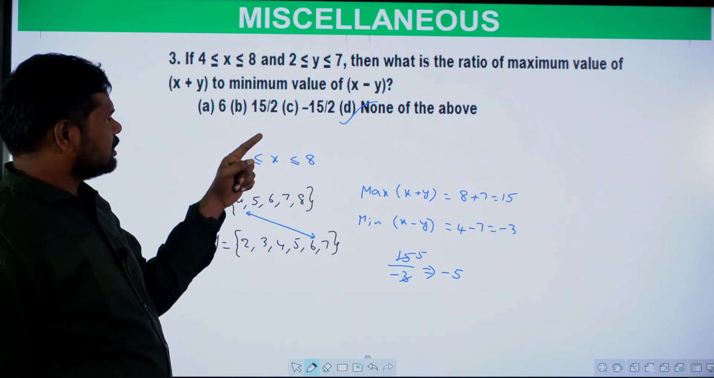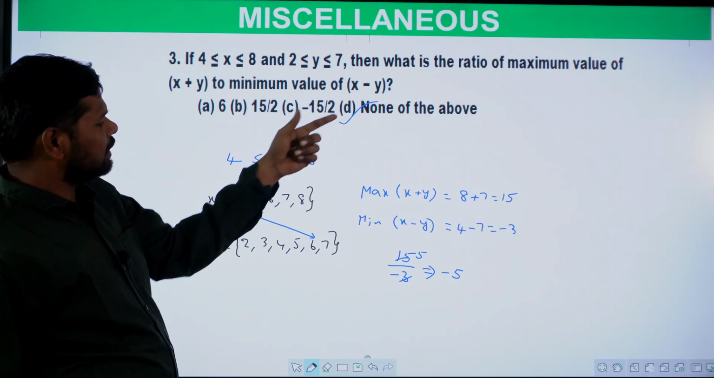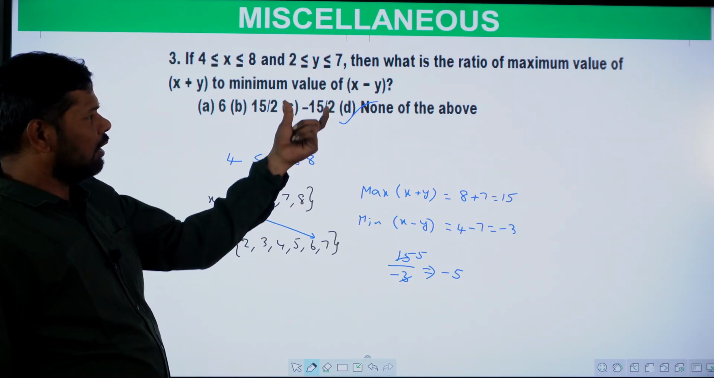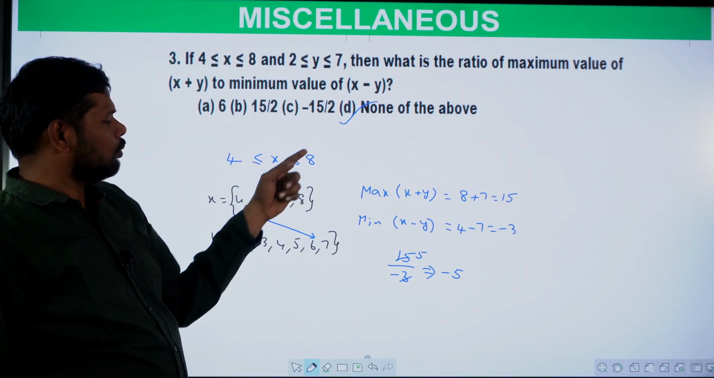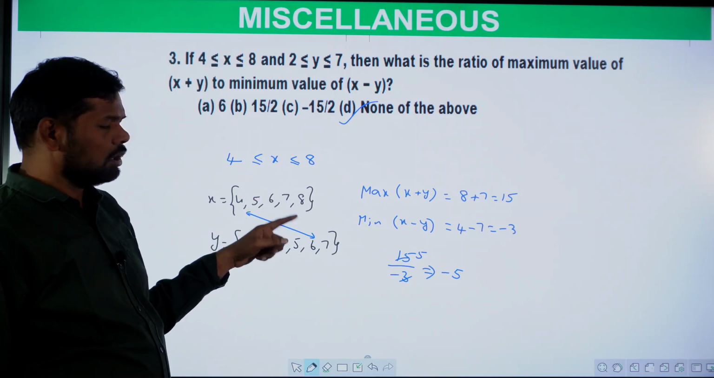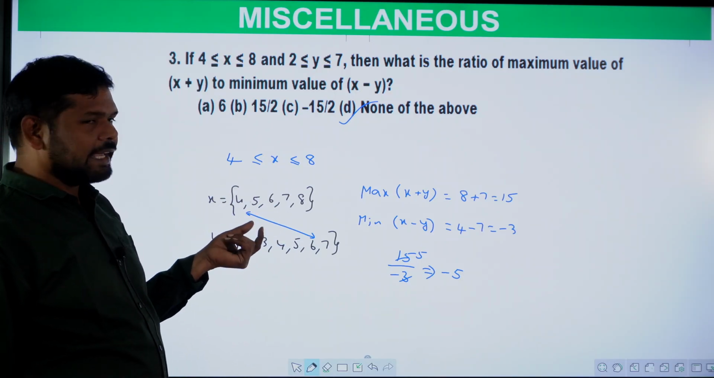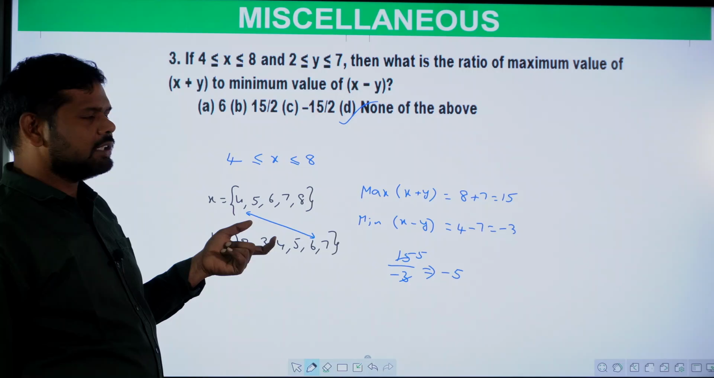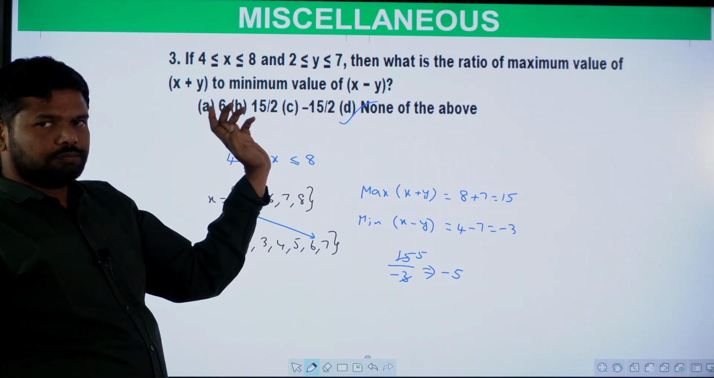So that's why you must always be careful. x minus y means the minimum of x and the maximum of y. Then only you will get the minimum value of x minus y. For the maximum value, both are positive, that's why we are adding both maximum numbers. Both are negative means where we get the minimum, so just their sum. That is the case.